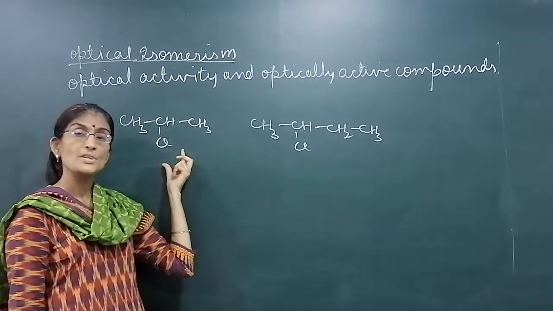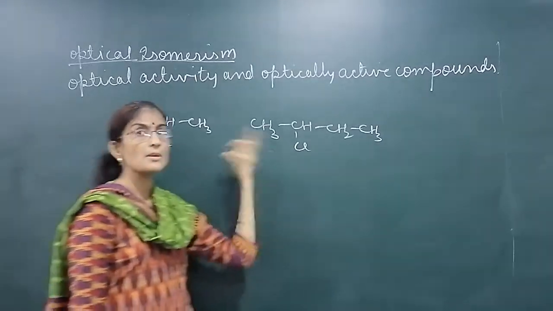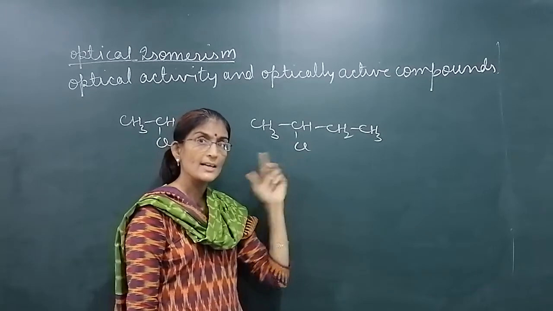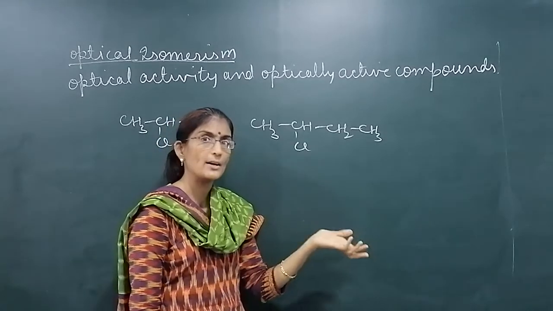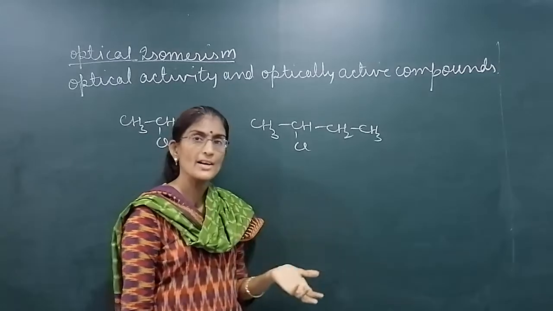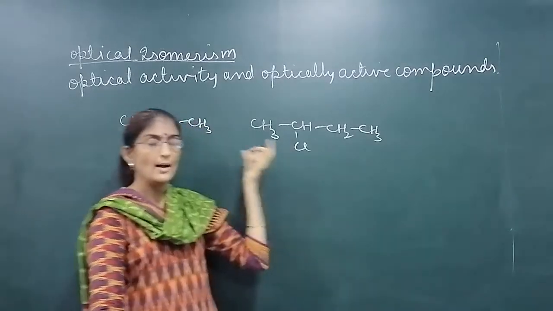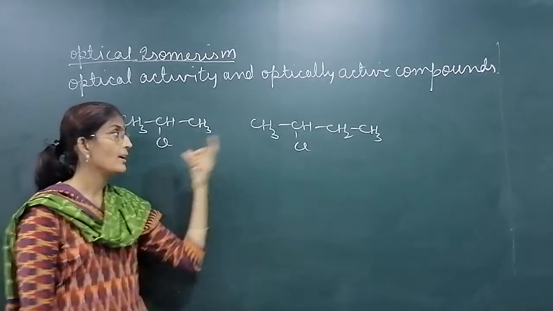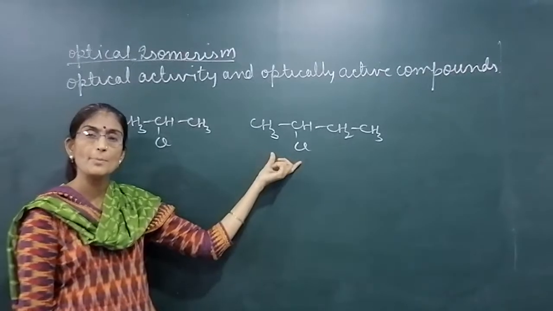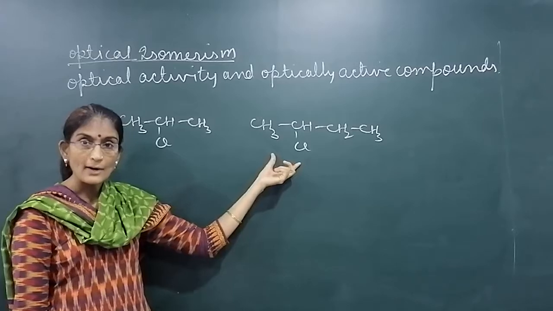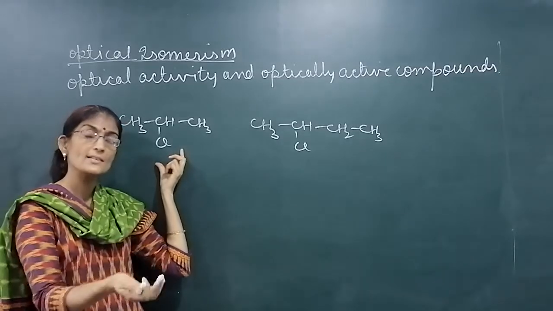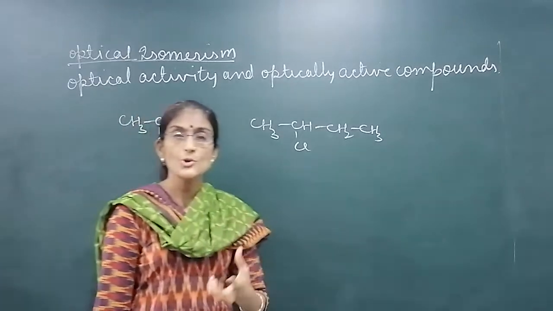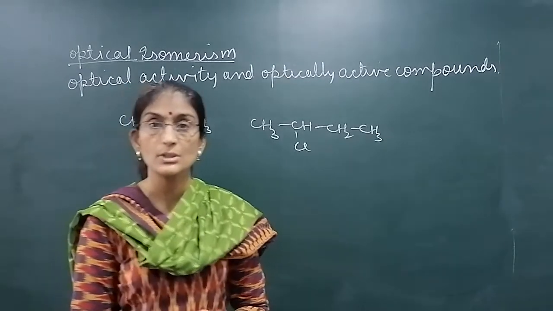This compound is optically inactive and this compound is optically active. The light is affected by this one, it rotates the light. This one does not rotate the light, this one rotates the light, meaning this is optically active, and this compound is optically inactive. Why? What is there in this compound? It is capable of rotating light. And what is lacking in this compound so that it is not capable of rotating the light? What is the reason behind showing optical activity by the compound?